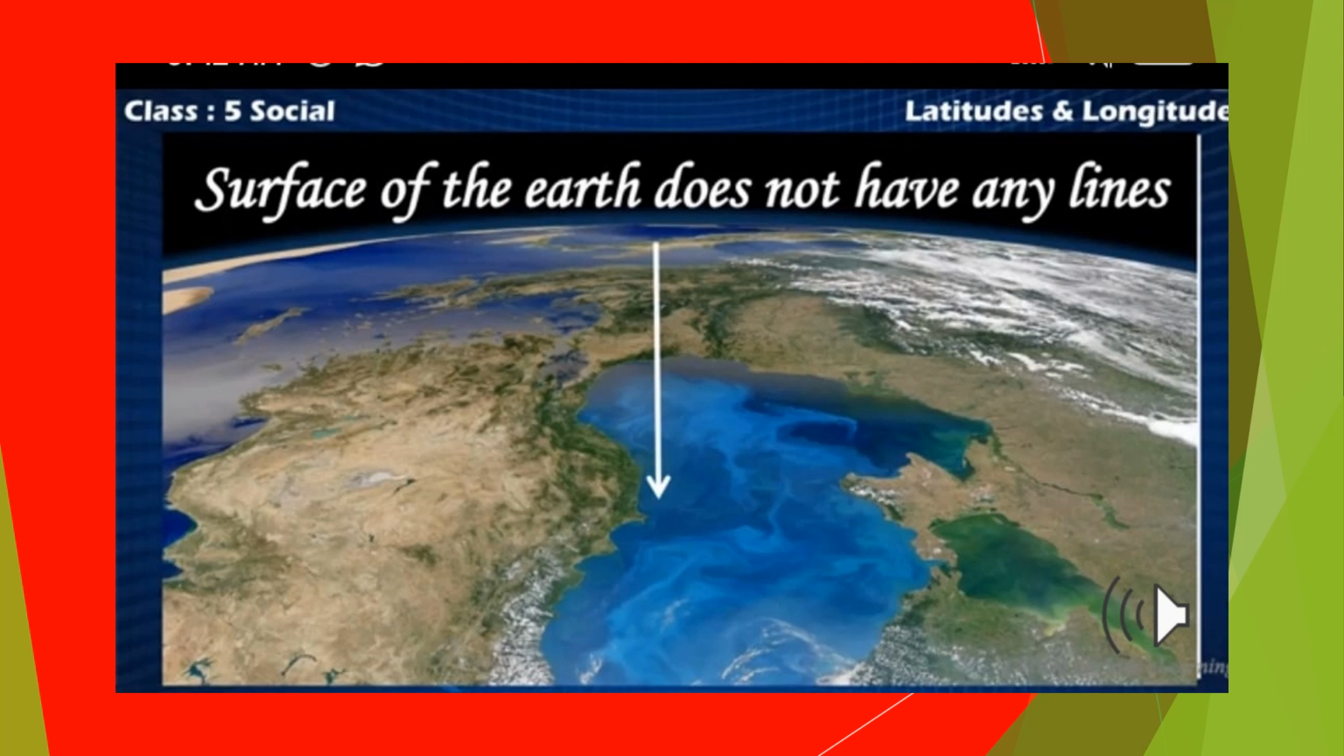Without any point or reference, it is difficult to locate a place on the surface of the earth. Therefore, to locate places on the earth, certain points and lines have been defined on its surface. Let's study about these reference points and lines in detail.